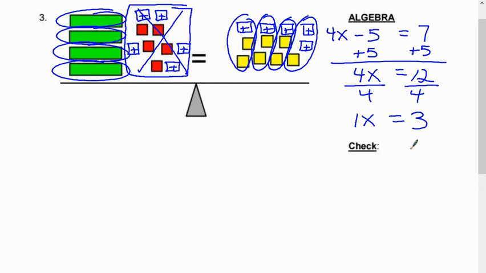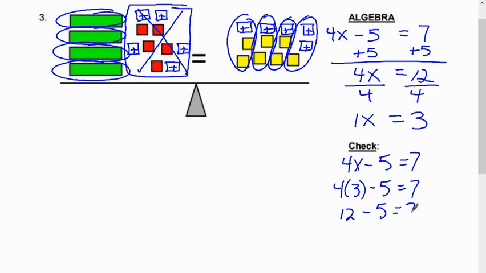Let's do the check now. Rewrite the problem. 4x minus 5 equals 7. I'm going to replace x with 3 since I think that's the answer. And now order of operations on the left, 4 times 3 makes 12. And then when I do 12 minus 5, I do get 7. 7 equals 7, which checks. So I know that x had a value of 3.